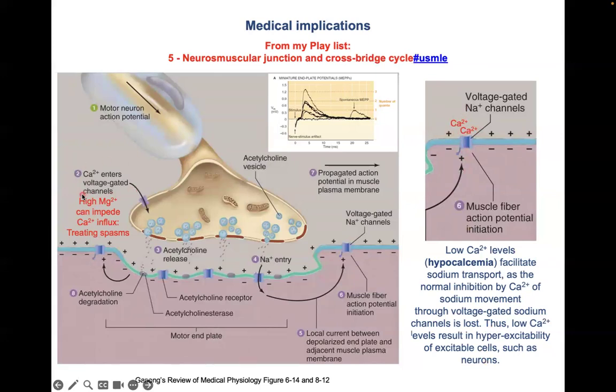Another application. If we use high magnesium, we can also impede calcium influx. And in this case, we talk about these calcium channels here. I discuss this in this part, and I will add the link to it. So this calcium that comes into the presynapse here activates neurotransmitter release from the vesicles, acetylcholine. If we apply high concentrations of magnesium, we can impede calcium influx and to some extent inhibit the release of acetylcholine here at the neuromuscular junction. Not only that, this can be used to treat spasms.